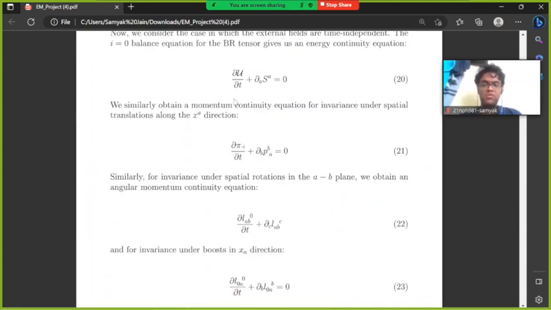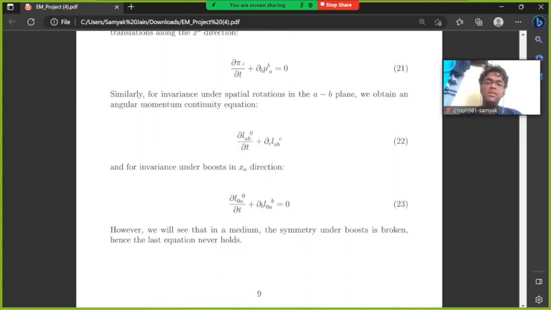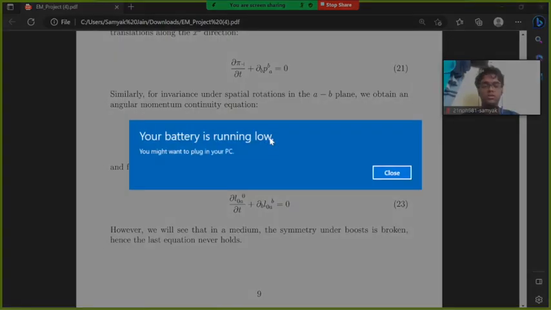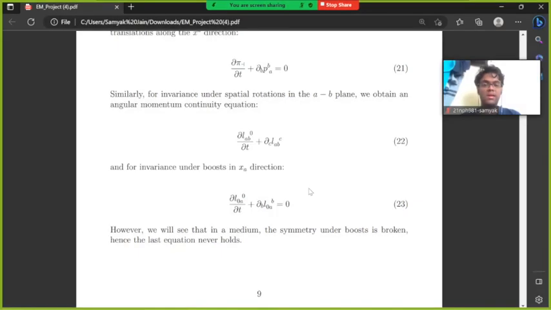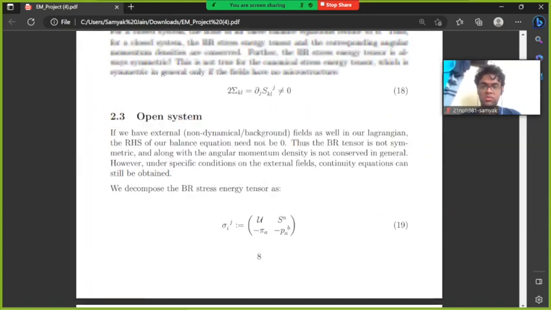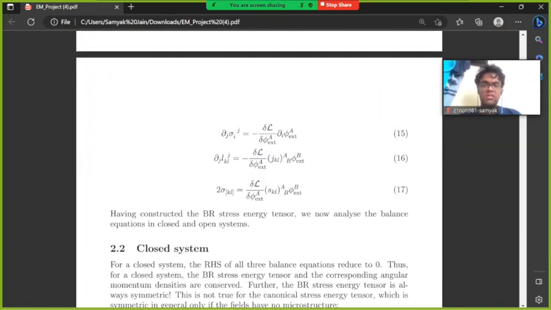And the corresponding equation is outlined here. Similarly, we impose two more symmetries. We consider two more cases. One is in which the fields do not depend on rotation in a particular, let's say, AB plane, and we obtain equation number 22. This is obtained from equation number 16, which is the conservation equation for the angular momentum. We take the AB component of this equation.